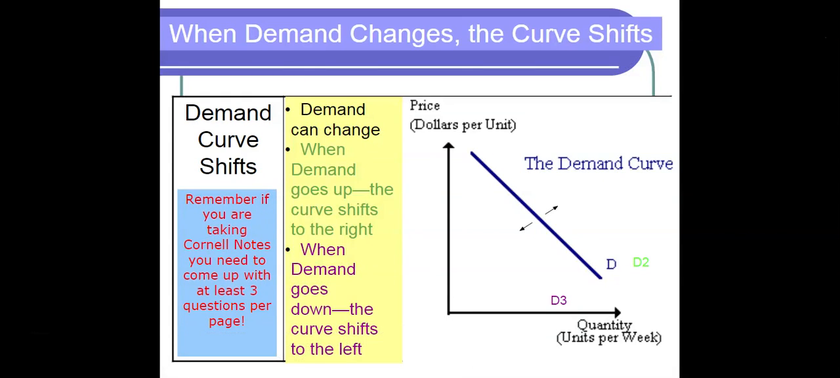So this video is about what can cause a demand curve to shift and what that shift looks like. When demand changes, the demand curve will shift to either the left or to the right, depending on whether it's increasing or decreasing. When demand goes up or increases, the curve will shift to the right. When demand goes down, the curve will shift to the left.